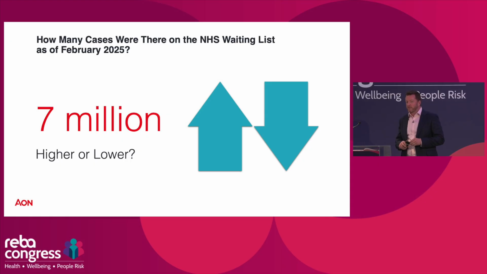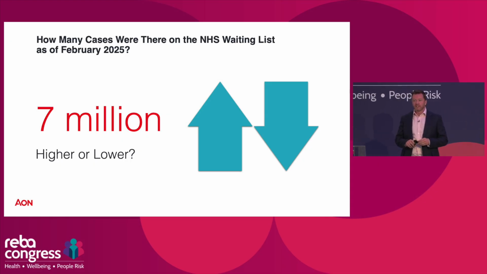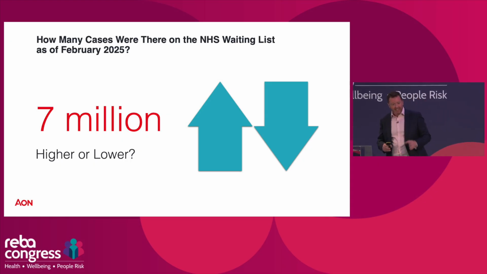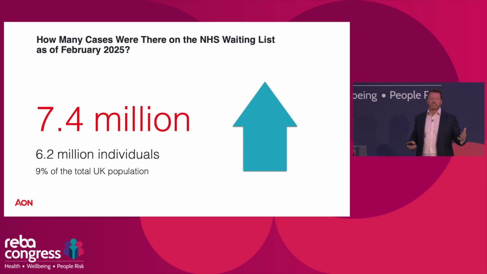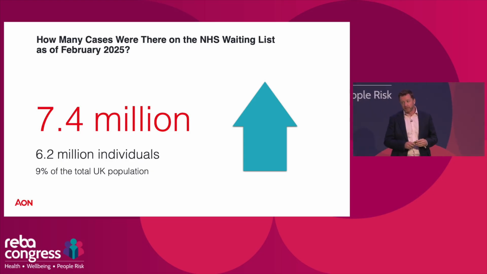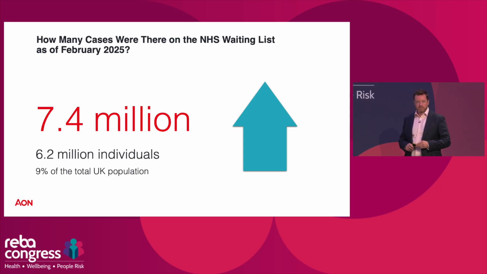So one. Okay, hands up if you think it was lower. One, fantastic. I'm very sorry, I've seen the answer. You are the pessimist that I like, but everyone else was correct. Slightly leading question, of course it's higher. 7.4 million people, as of February, were on an NHS waiting list.